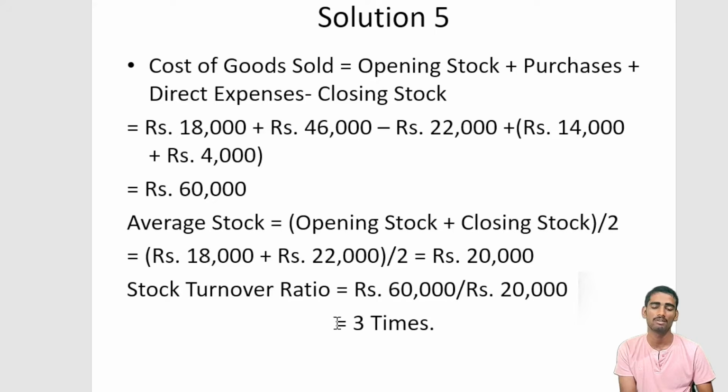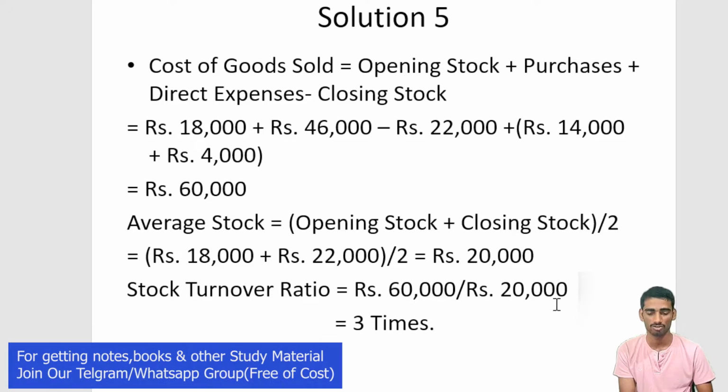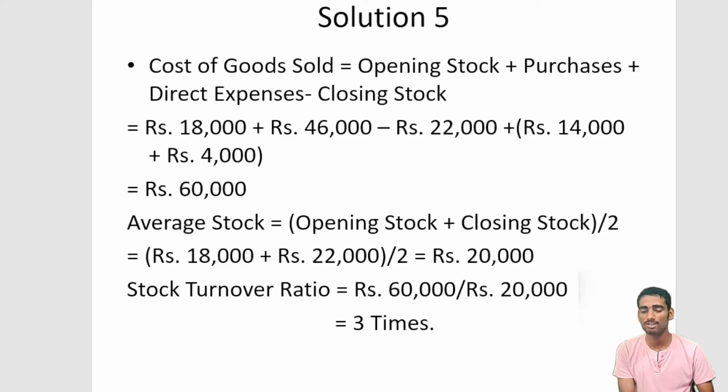Now stock turnover ratio is equal to what? Stock turnover ratio is equal to average stock upon cost of goods sold. So just 60,000 divided by 20,000. Okay, sorry guys, stock turnover ratio means cost of goods sold upon average stock. So just do the calculation and you will get the value as 3 times. Thus you have got the stock turnover ratio as 3 times.